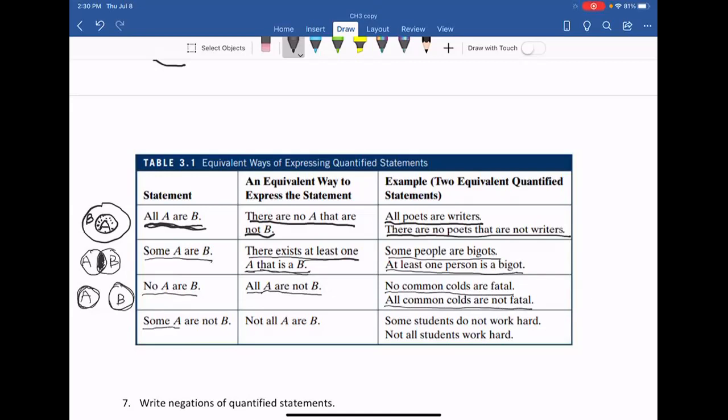Next one, some A are not B. What's the meaning of this? Some A here are not B, because some of A is not in the B part. So it's equivalent to not all A are B. You see, not all the elements in A are in B. So they are equivalent. The example: some students do not work hard is equivalent to not all students work hard.